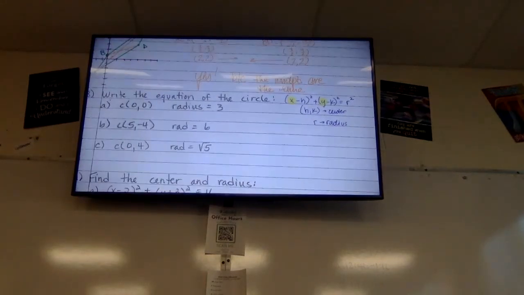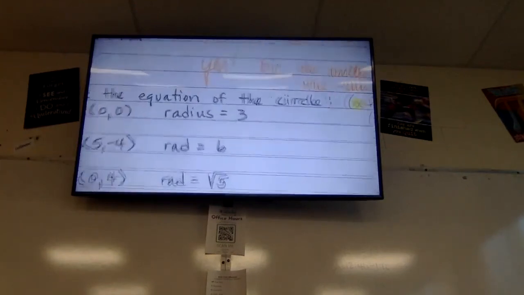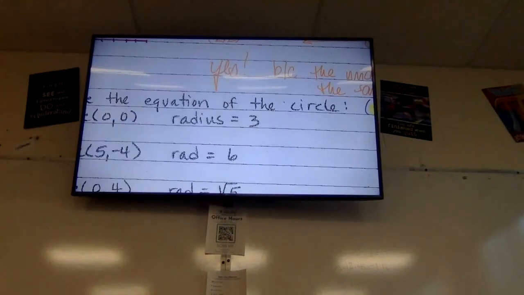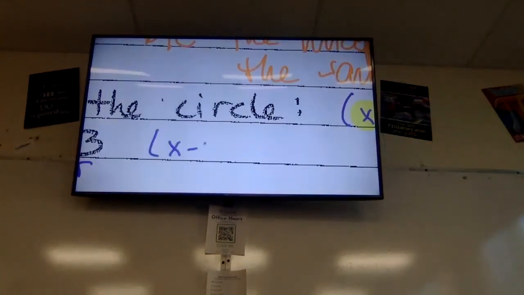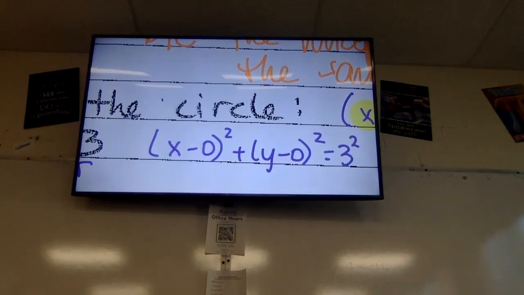Luckily, if I give it to you like I did these first 3 problems, it's just simply writing it out. I can put zeros in my equation. I'll show you, but we know 0 is redundant, so you don't necessarily have to write it. So if this is my h, this is my k, this is my r, I would write it as x minus 0 squared plus y minus 0 squared equals 3 squared.